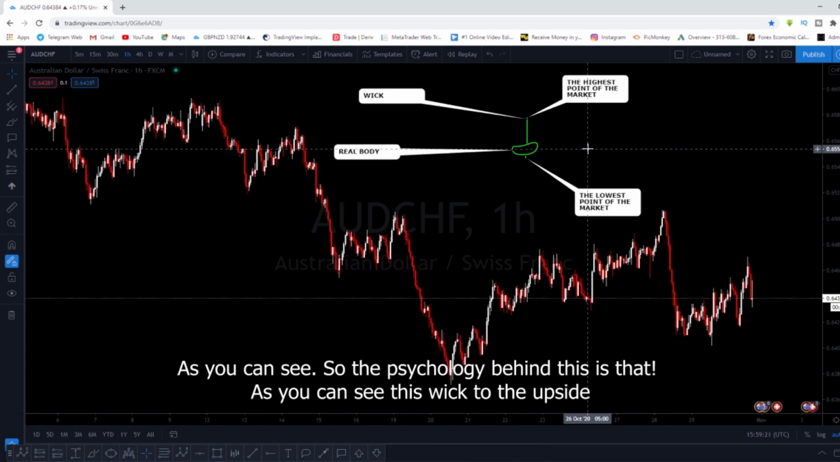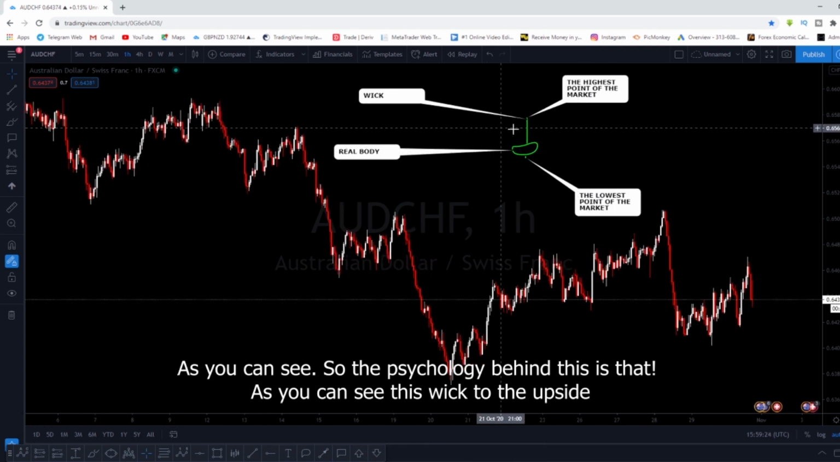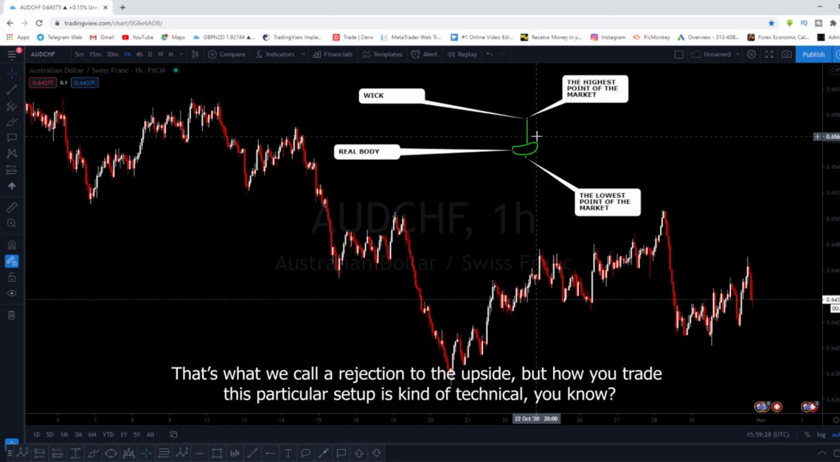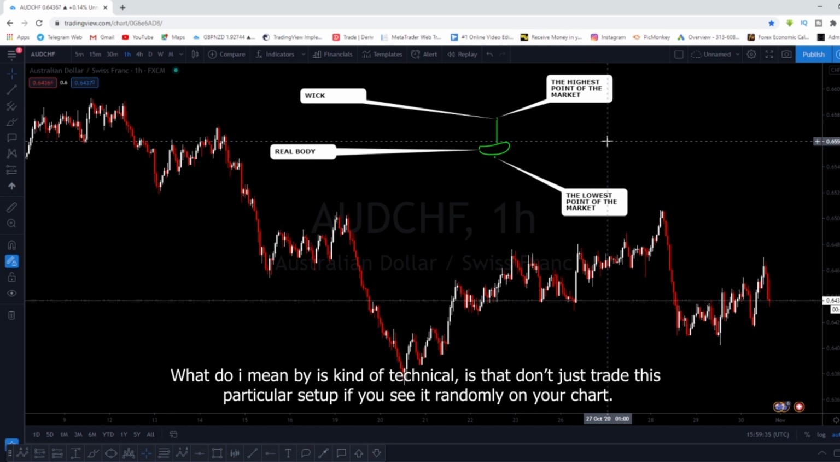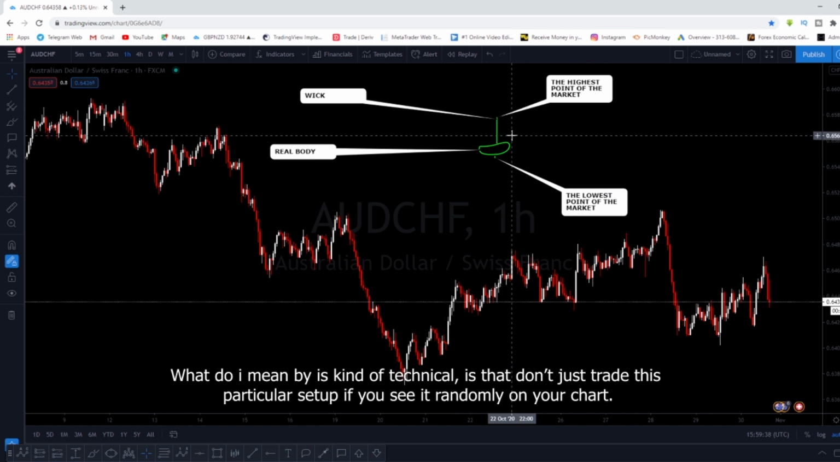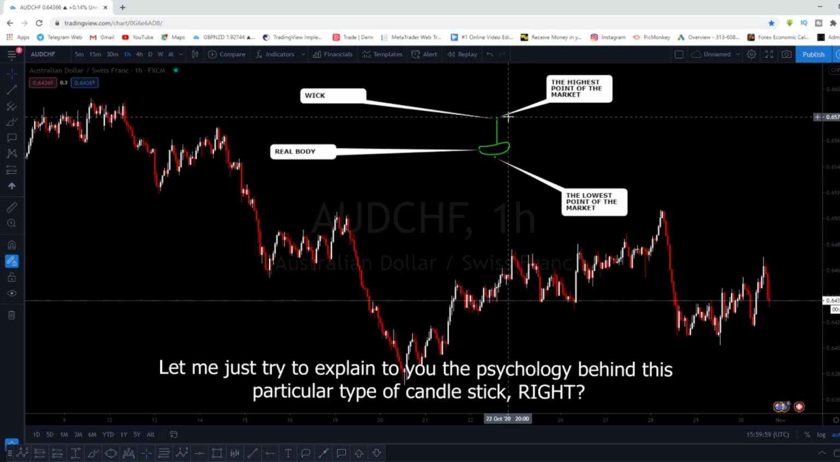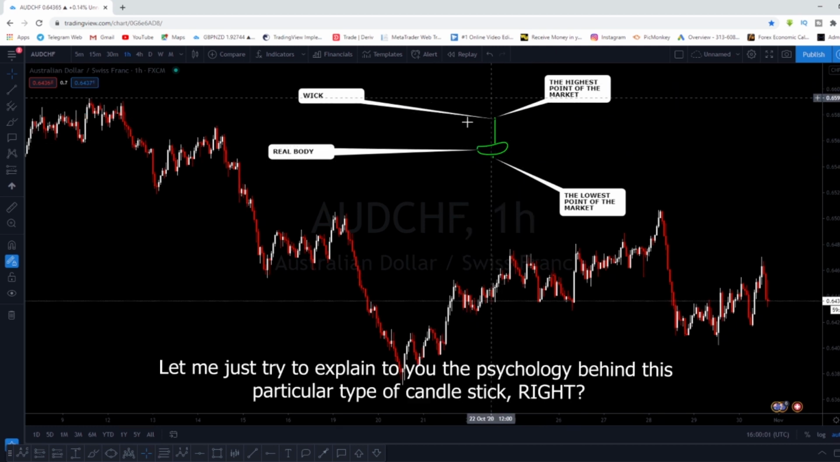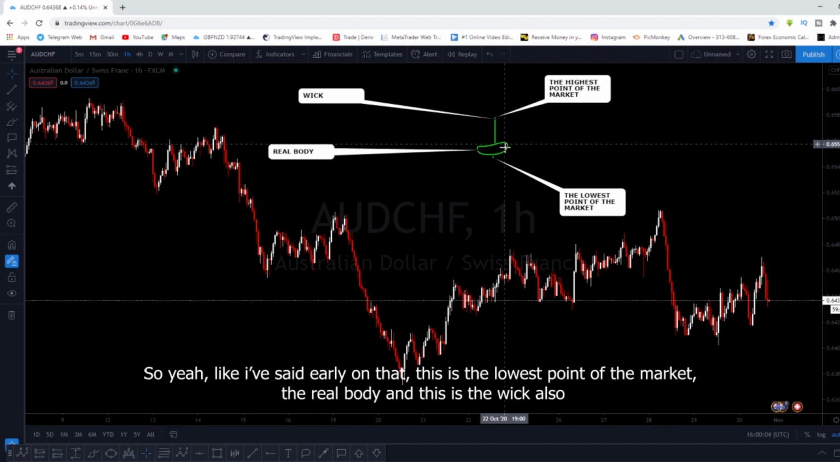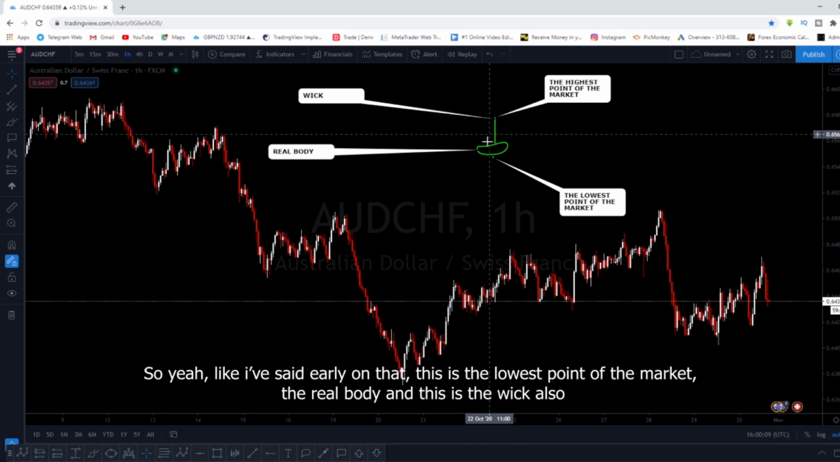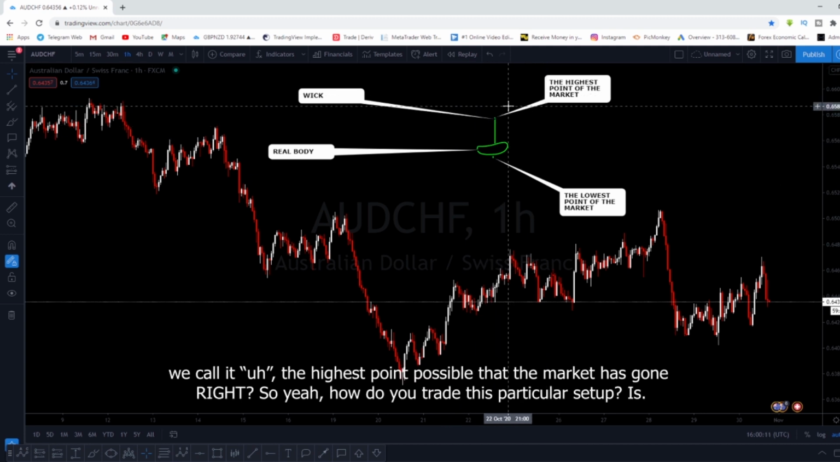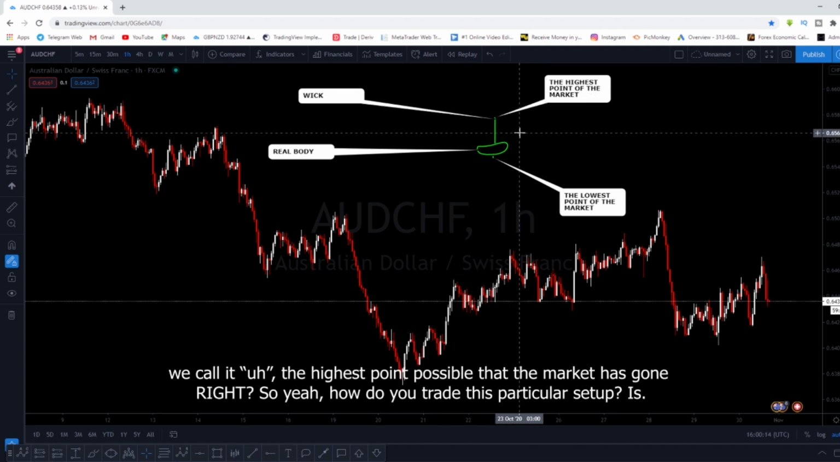The psychology behind this is that this wick to the upside is what we call a rejection to the upside. But how you trade this particular setup is kind of technical. What I mean is, don't just trade this setup if you see it randomly on your chart. Let me explain the psychology behind this type of candlestick. Like I said earlier, this is the lowest point of the market and the real body, and this is the wick, the highest point possible that the market has gone.